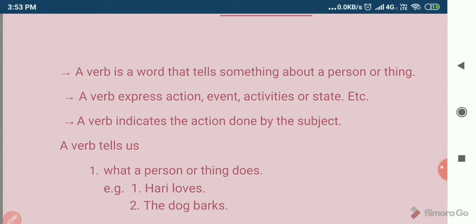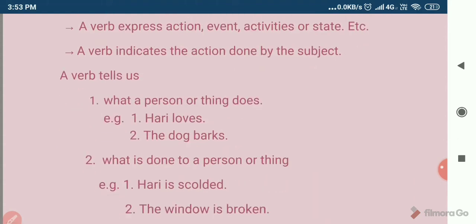For example, Hari loves. In this sentence, the verb loves tells us what action the subject Hari does in the sentence. The dog barks. The barks is the verb that tells us the action of the dog.